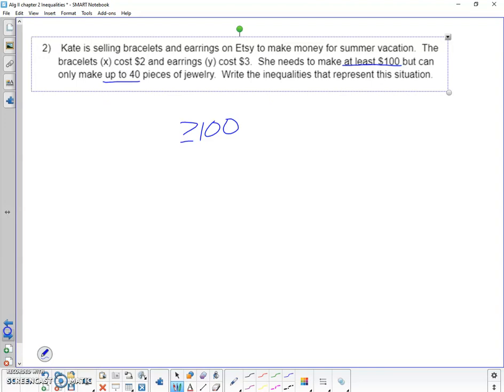All right, which other things deal with money? So the 100 is dealing with money, right? And we also have the $2 and the $3. Okay, so chances are the $2 and the $3 are going to go with this equation because we're dealing with money. Alright, so that deals with the 2 and the 3 and the 100. Okay, so what would our equation be with the 40?